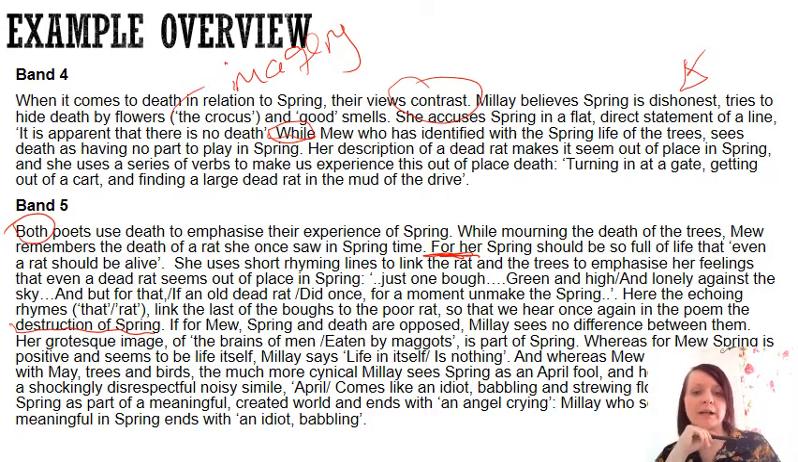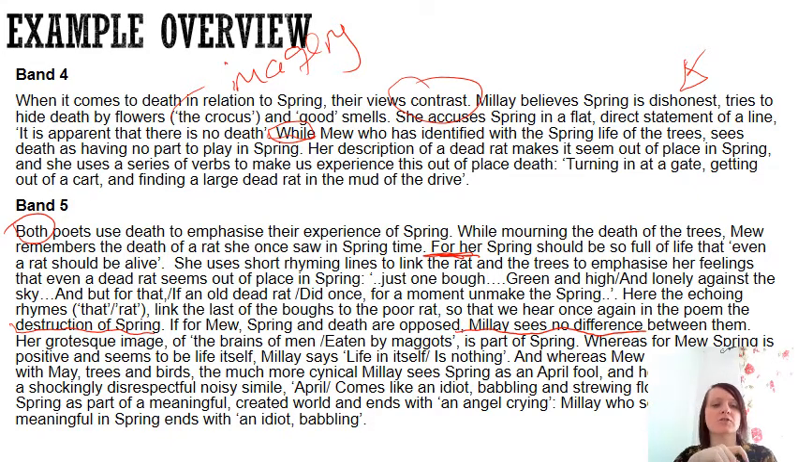If for Mew, spring and death are opposed, Malay sees no difference between them, okay? So again, look at the use of the connections that are being made here. Malay, differently to Mew, sees no difference between spring and death, okay? For Mew, spring and death should not be associated. They should be two very separate things, whereas Malay feels that they should be combined. They should be viewed as one.